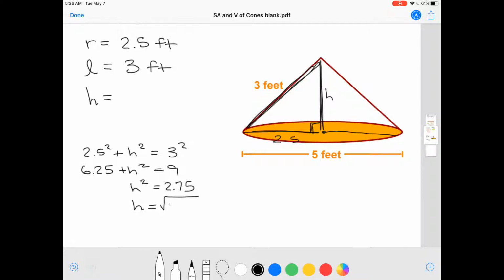Okay, here's a little pro tip. Leave your height as the square root of 2.75. Don't round that right now. We're going to use it later, so just save it for later.